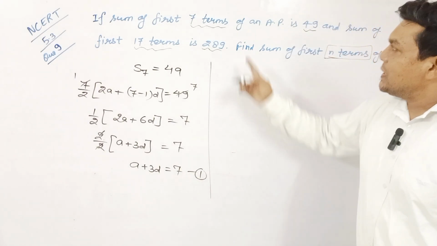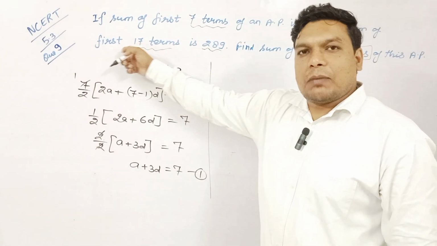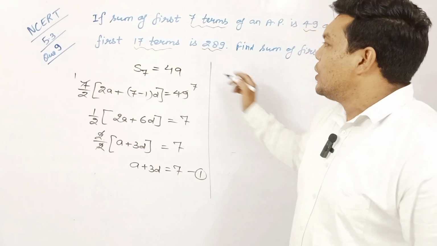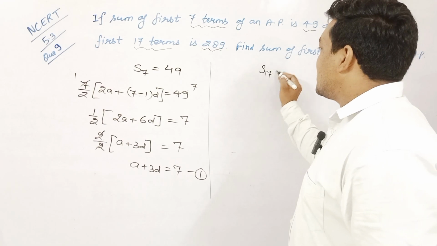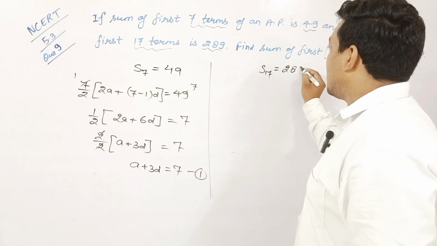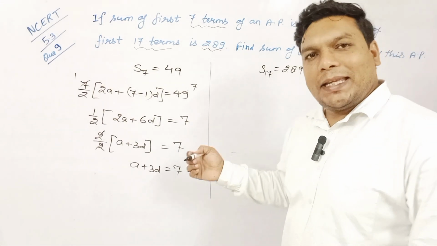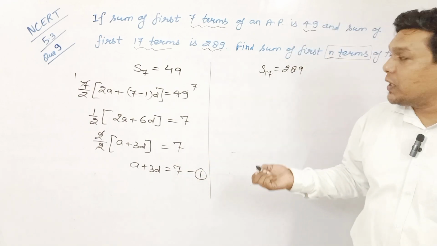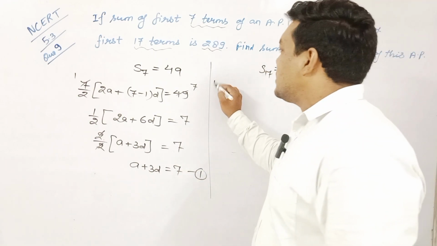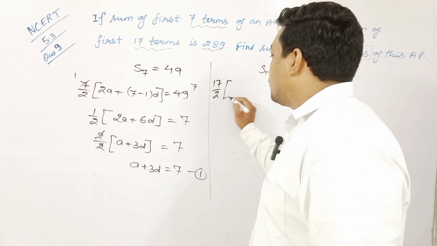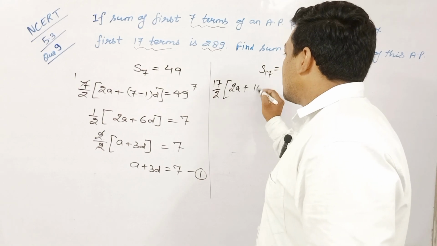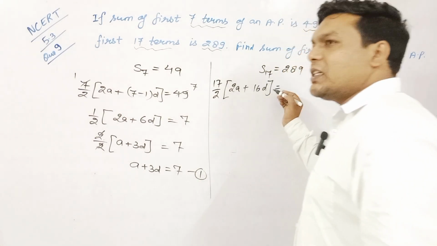Now similarly, what is the second condition? Second condition is sum of first 17 terms is 289. So what is given to you now? We are given S17 is equal to 289. What will be the formula? It is again n upon 2 bracket 2a plus n minus 1 into d. Just apply the formula and get the answer. It is 17 upon 2 bracket 2a plus 16d. 17 minus 1 is 16.